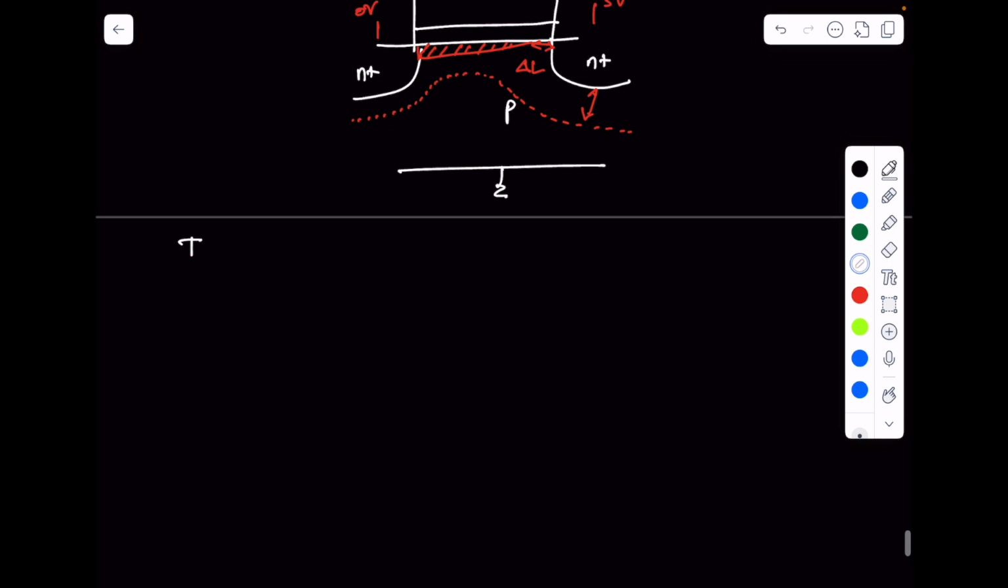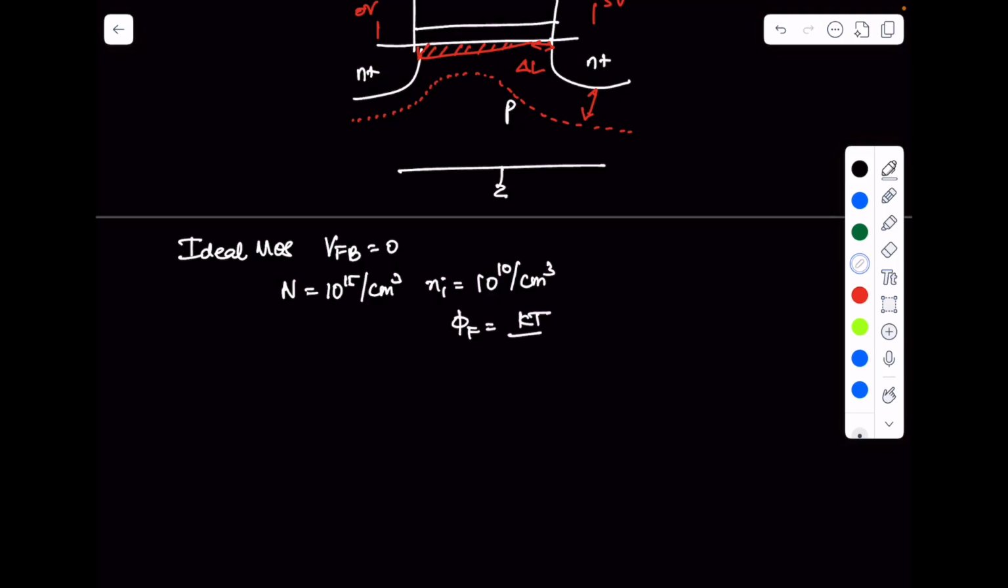So this is an ideal system. So ideal MOSFET, so my VFB is 0. And so your doping concentration in the substrate is going to be 10 power 15 per centimeter cube. ni is 10 power 10 per centimeter cube. Therefore, your phi f is kT by q ln N by ni, which works out to 0.2982 volts.